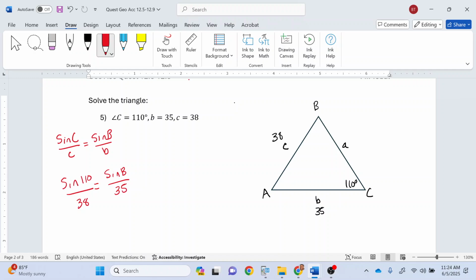So I'm going to cross multiply and get this by itself. I did that in the last video. So I'm just going to show the final result: capital B equals sine negative 1 of 35 times sine 110 all over 38.